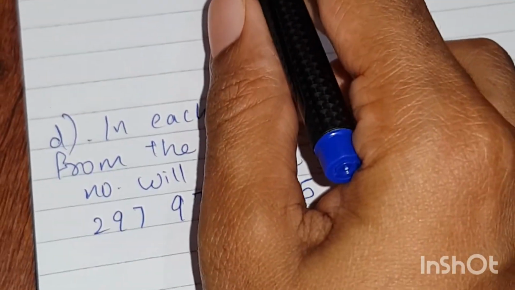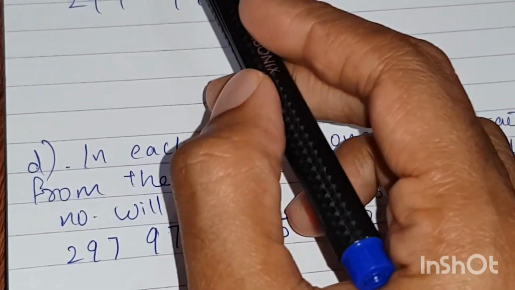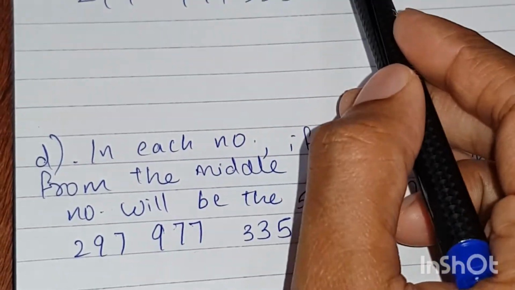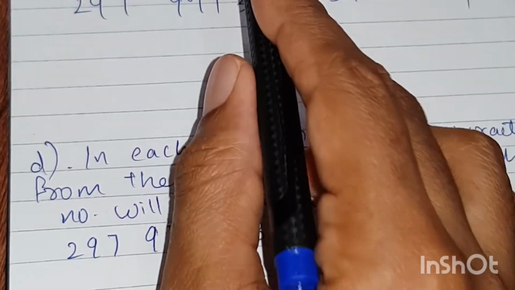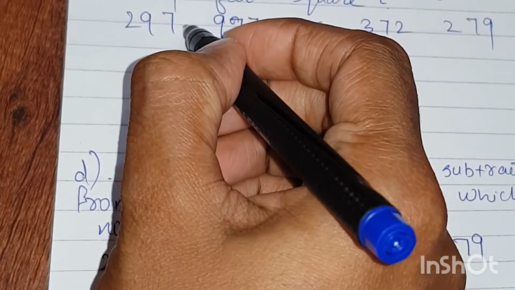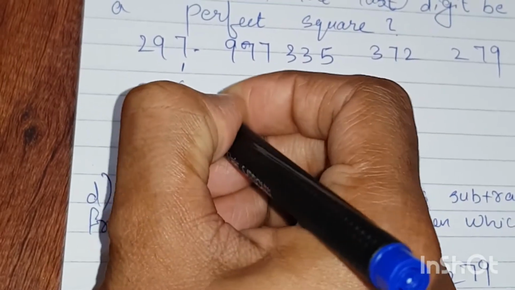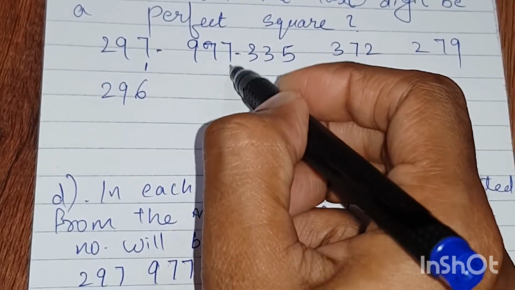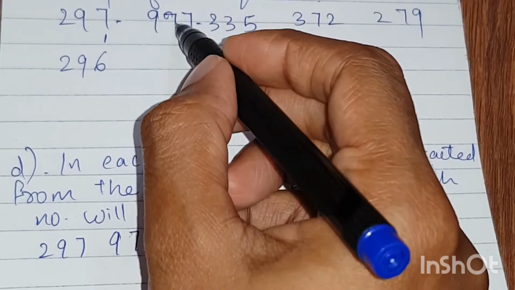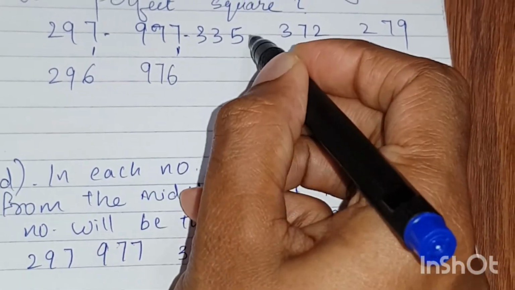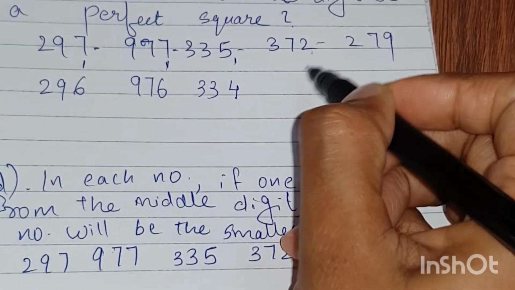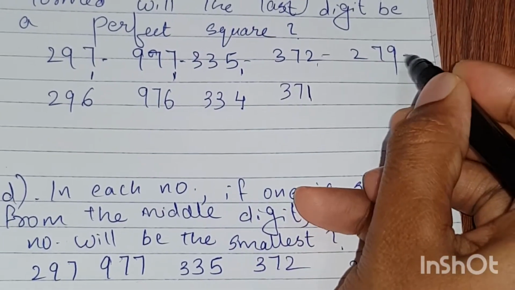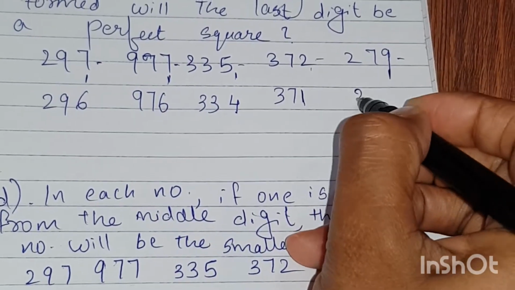the third question is, if 1 is subtracted from the last digit of each of the numbers, in how many numbers so formed will the last digit be a perfect square? So we have to subtract 1 from the last digit of each number. Here the last digit is 7, subtract 1, so the answer is 296. For the next, subtract 1, the answer is 976. Subtract 1 from this number, the answer is 334. Subtract 1 from 372, the answer is 371. Subtract 1 from the last digit 9, the answer is 278.